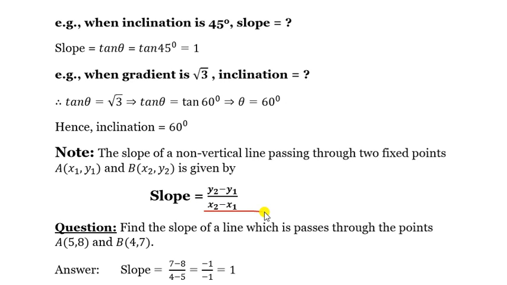Just you have to use this formula, y2 minus y1 by x2 minus x1. Listen, you can also write y1 minus y2 by x1 minus x2. You will get the same result. You can write y2 minus y1 by x2 minus x1, and at the same time you can write y1 minus y2 by x1 minus x2. With this formula also you can find out slope from the given 2 points. Is it clear? Okay. Now we'll see one example here.